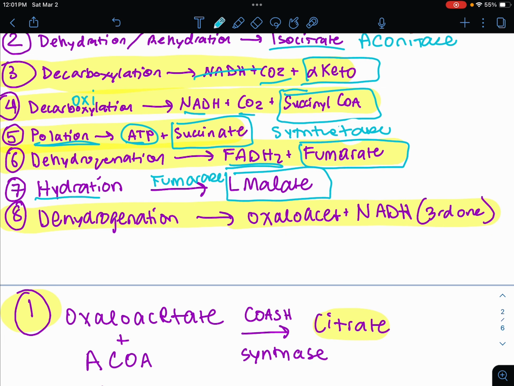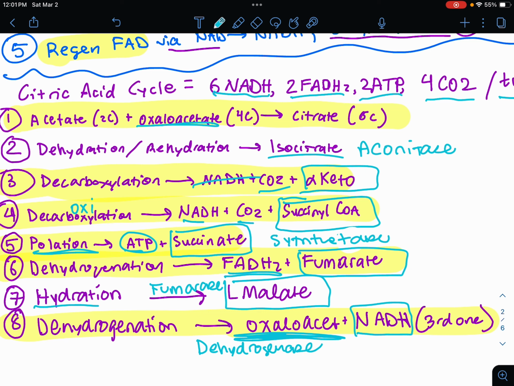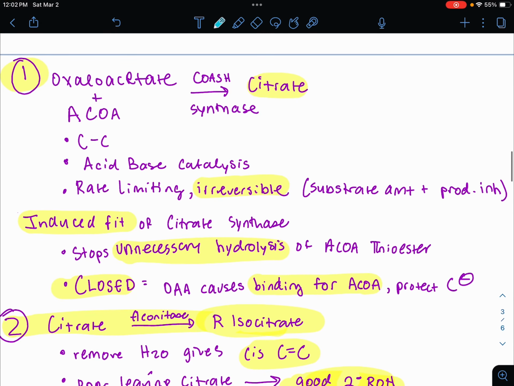This final step here, step 8, is a dehydrogenation. And this is going to involve L-malate dehydrogenase. And we're going to be forming our third NADH, and more importantly, we're going to make our oxaloacetate. We're going to regenerate the oxaloacetate. And then you could go through the cycle again and again and again. Alright, let's go in depth with the steps. I know I usually make a separate video for this, but we kind of have it here and a lot of good parts in it too.